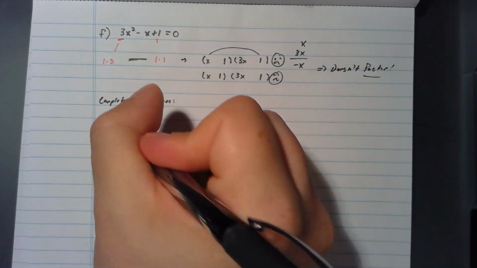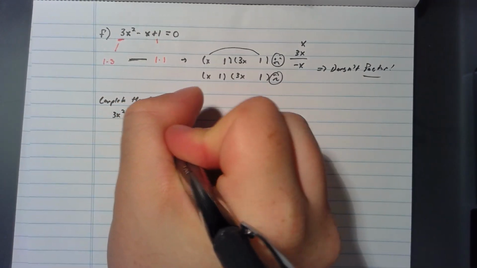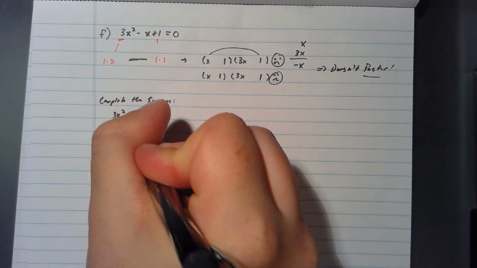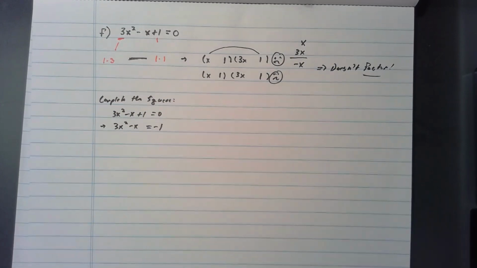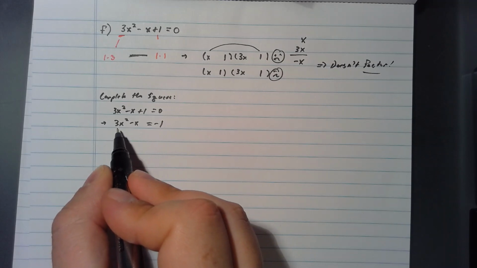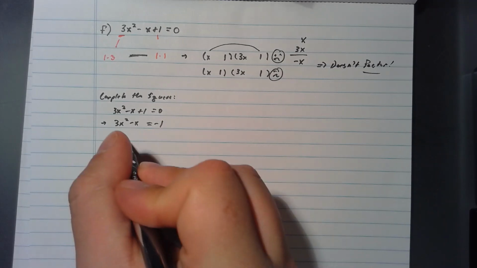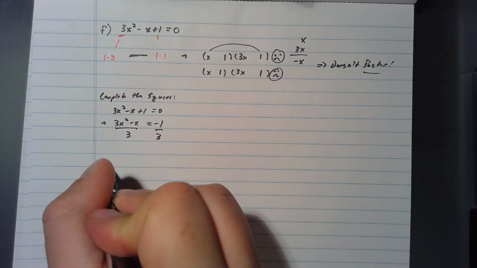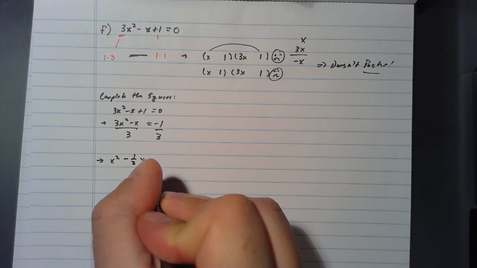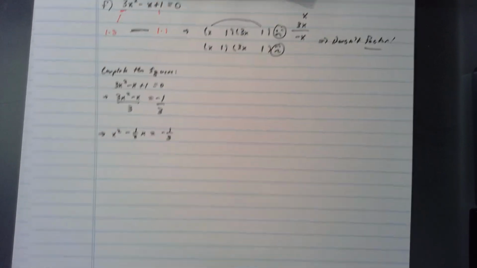Okay, so I'm going to bring the c term over. That's what I have. Now I'm going to divide through. My leading coefficient is 3, so I want to divide through by 3. So I'm going to get x squared minus 1/3 x equals -1/3.